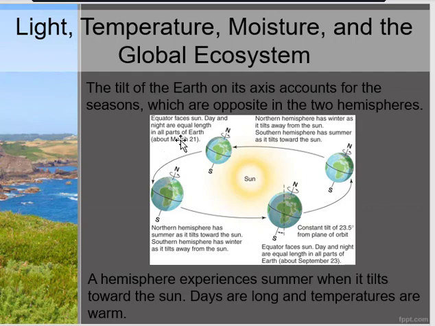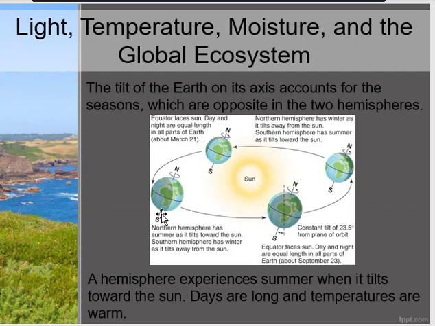As it continues to orbit, there's the fall. And by the time it gets over here, it's the winter because it's tilted away from the sun. Then it starts moving through the spring. Or I'm sorry, this would be summer, autumn, winter, spring, summer again. So because it's tilted, it basically is how close we're tilted to the sun. And this rotates constantly.